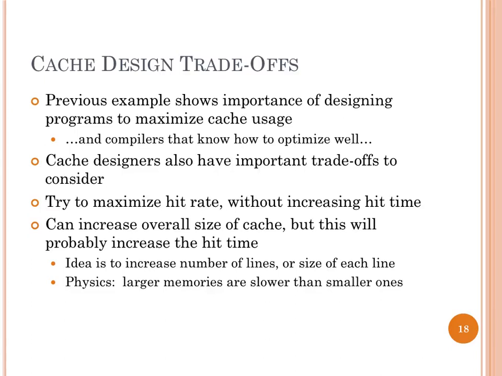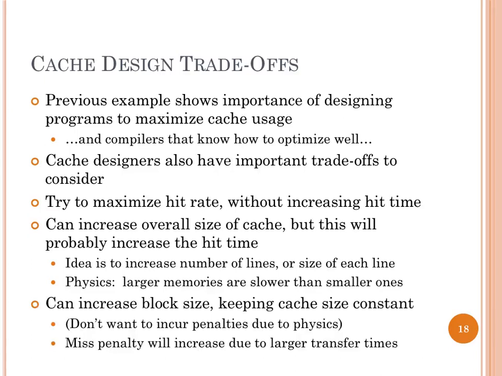Okay? Increase the number of lines or the size of each line, but then our memory gets larger and we run into difficulty. We could try increasing the block size and keep the rest of the cache constant. The idea being that if we have a program that's accessing a particular region of memory, then more of it will be brought into the cache and we'll get better performance, at least for the way that the program's behaving. But then remember, we're bringing a giant chunk of data from the next level and our miss penalty goes up. So our hit time could go down, but our miss penalty will go up.